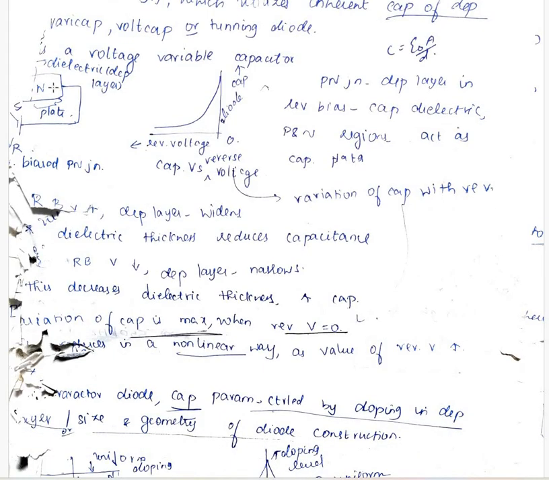So in reverse bias, the P and N region sides act as the parallel plates of a capacitor, and in between, the depletion region acts as the dielectric in the capacitor.